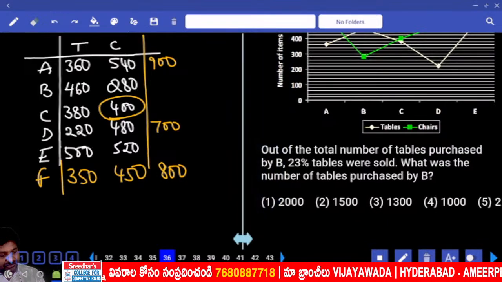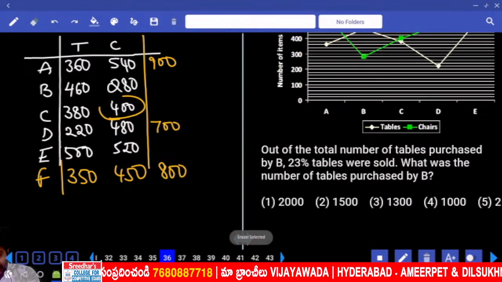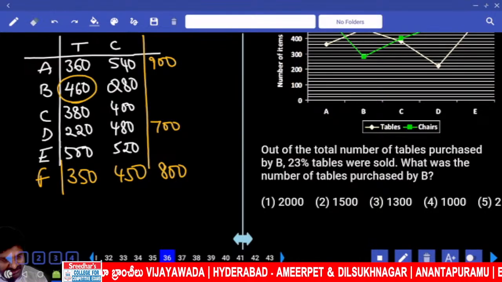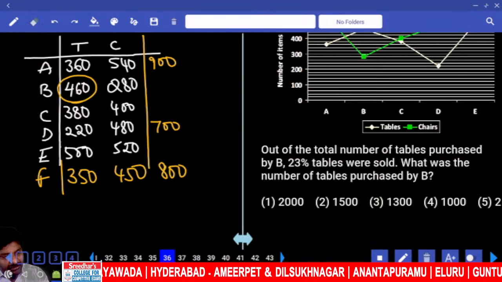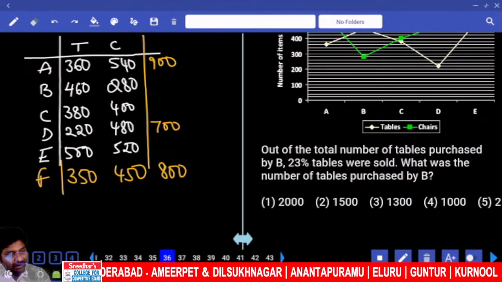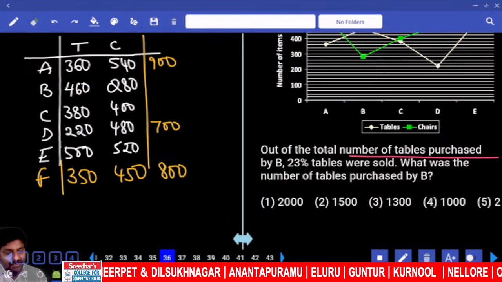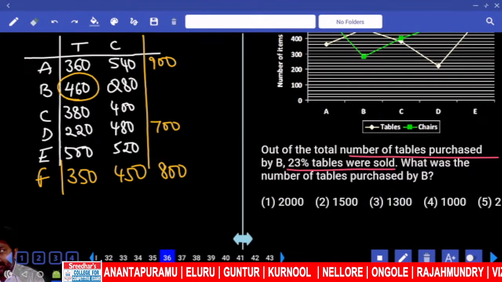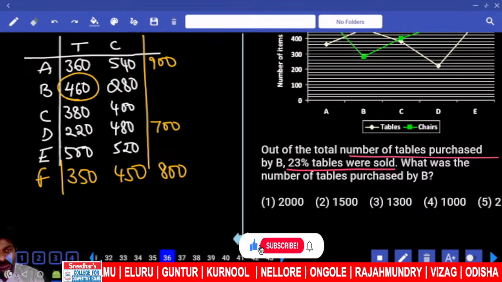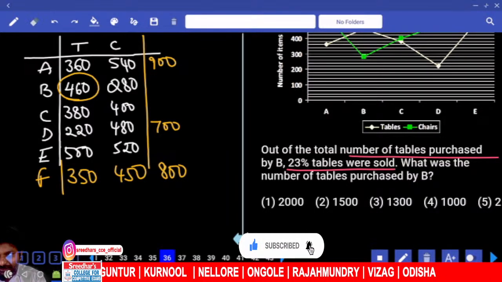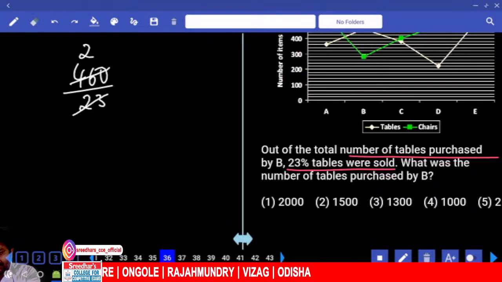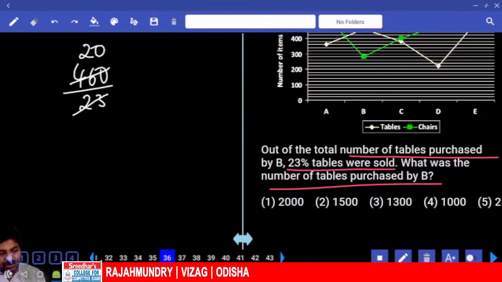Out of the total number of tables purchased by B, tables purchased by B 460. Out of this 23%. Oh, okay. Out of the total number of tables purchased by B, 23% tables were sold. So 460 is sold items. They are not total items, they are sold items. That means 23% is equal to 460. 1% is equal to 460 by 23, which is 20. This is the 1% value. Total number of tables purchased 100% into 100. Answer 2000.